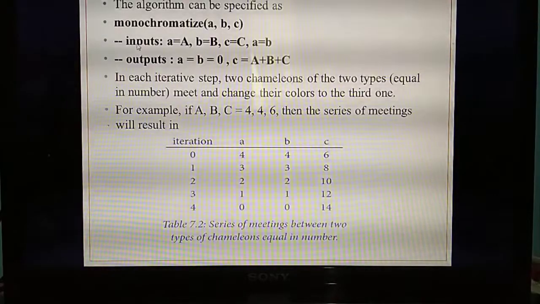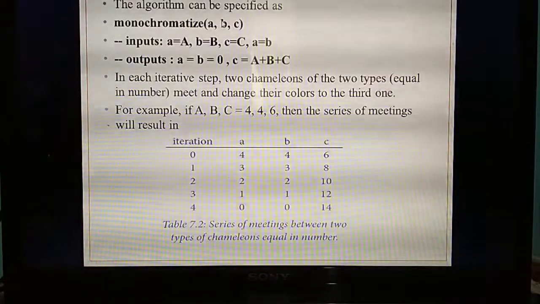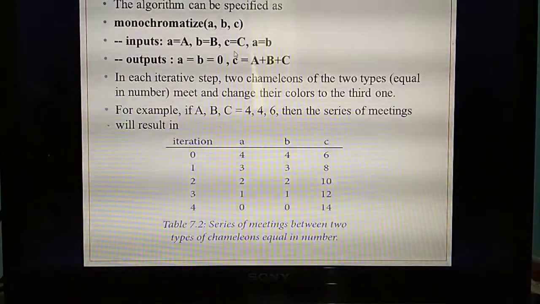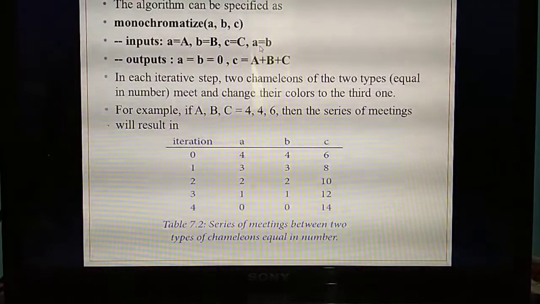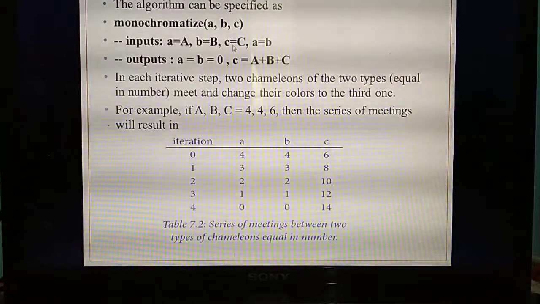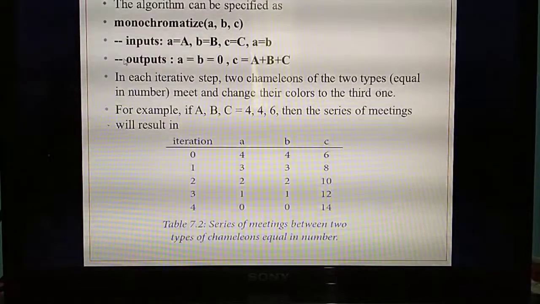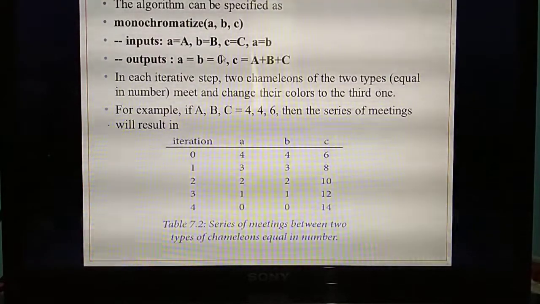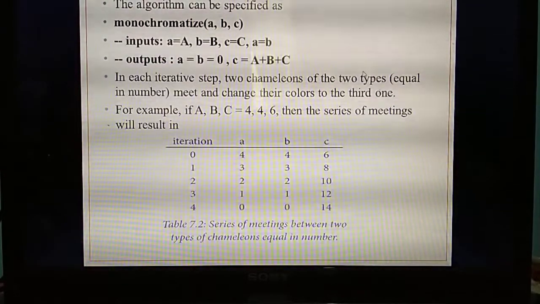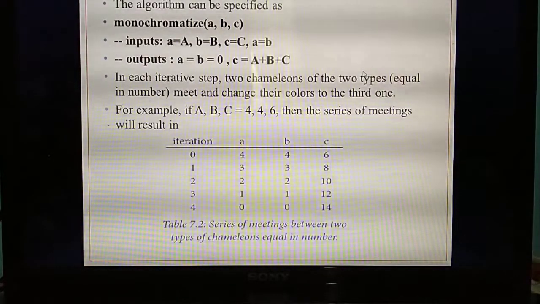Next you need to write the inputs. So you are going to assign the variable small letter a equal to capital letter A, then small letter b equal to capital letter B, then small letter c equal to capital letter C. Then A equal to B means that two types are equal in number. Then what output will you get? If A equal to B equal to 0, you need to add the 3 values A plus B plus C. Understand? Next we are going to write this in iteration steps.